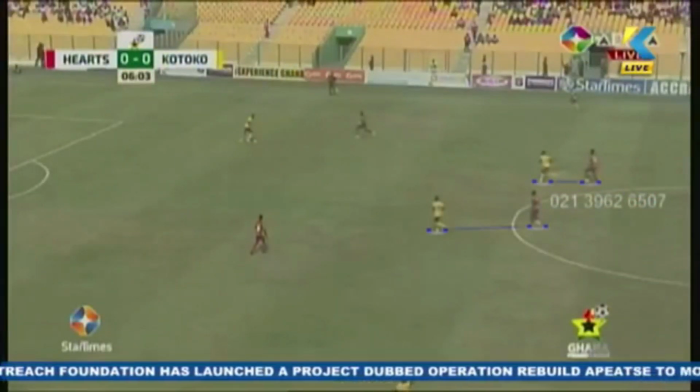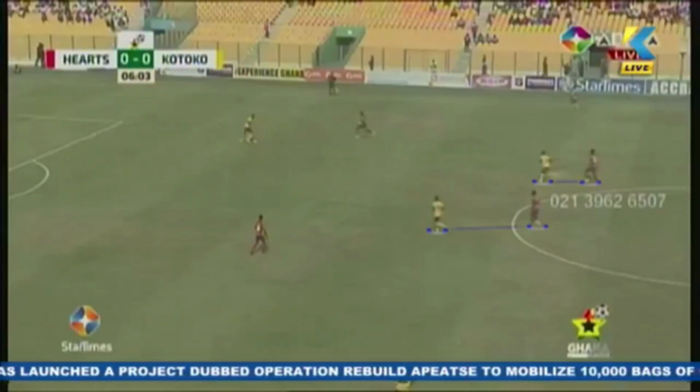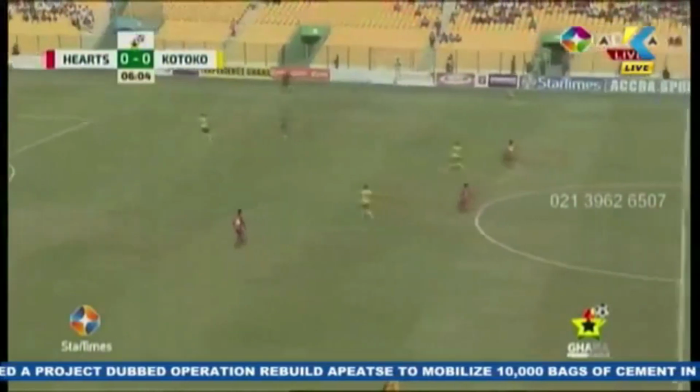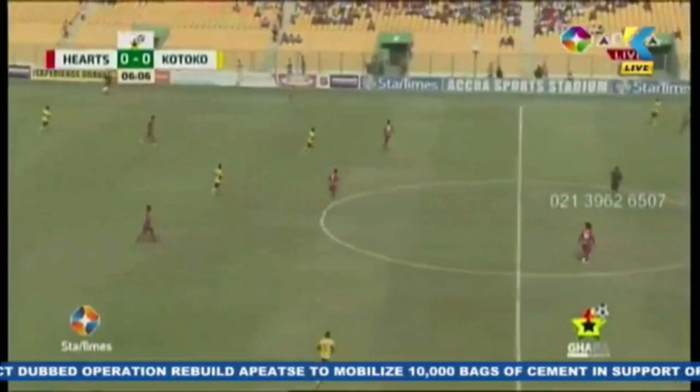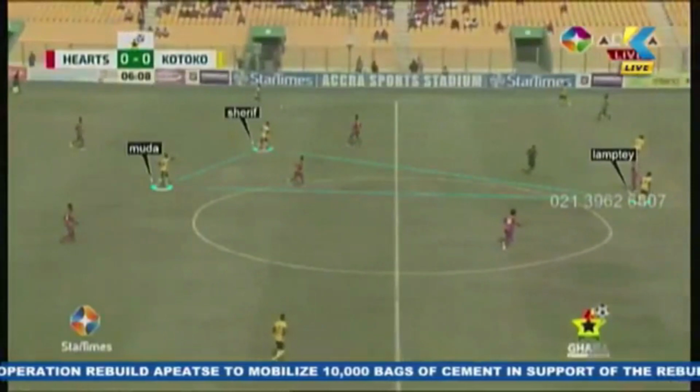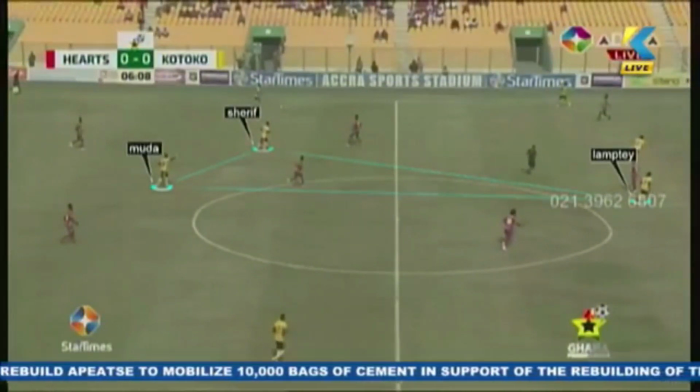You're locking Nipa Mienu and Vinfio. And this is why Kotoko continues to struggle early part of the game. So Nipa Mienu means Kotoko would have to go out wide. That is a 2-3, Ibrahim and Augustine Japan at the ball. But now look at the 3-man midfield of Lamptey, Sheriff and Mudasiru.